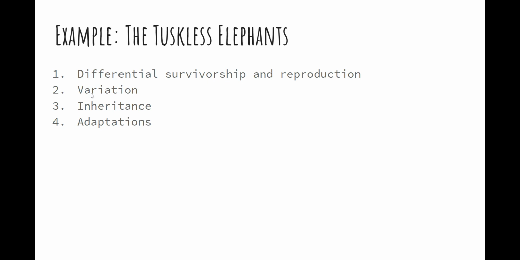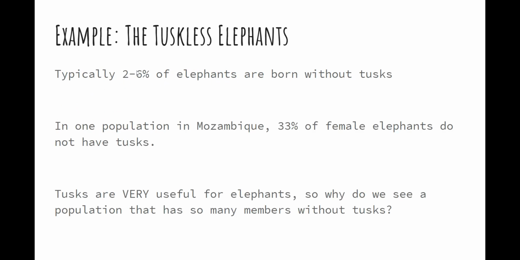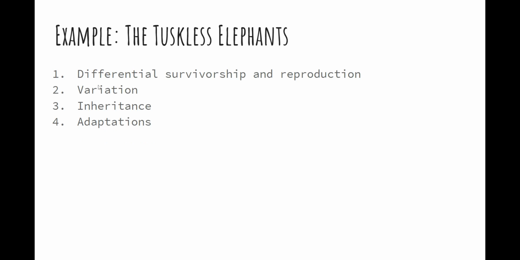So we go to this one. There is variation. If I go back, 2 to 6% of elephants are born without tusks. Very small amount, but we still see variation. So in this example, we have elephants that have tusks and elephants that don't have tusks. So that's our variation there. Inheritance, not having tusks is something that is in the genes that can be passed on, and it was passed on from mother to offspring.